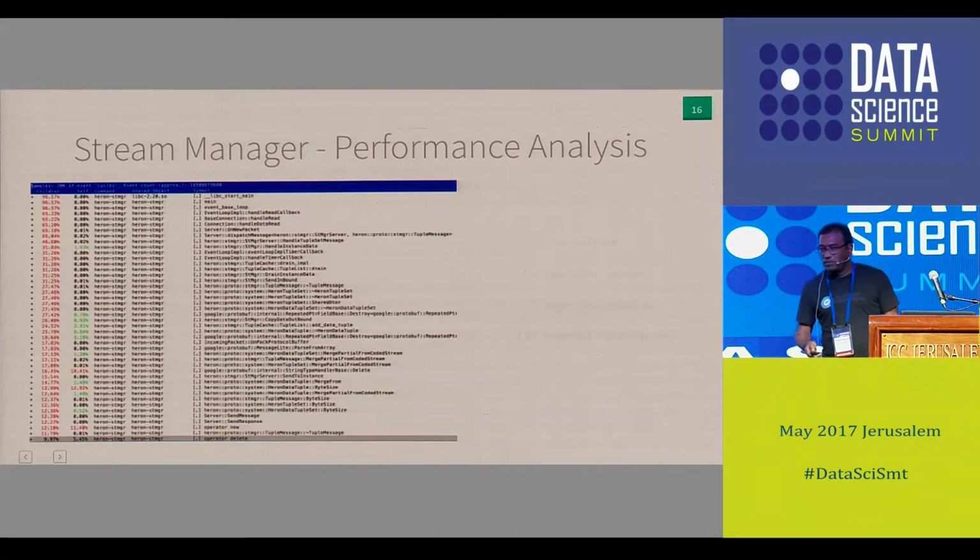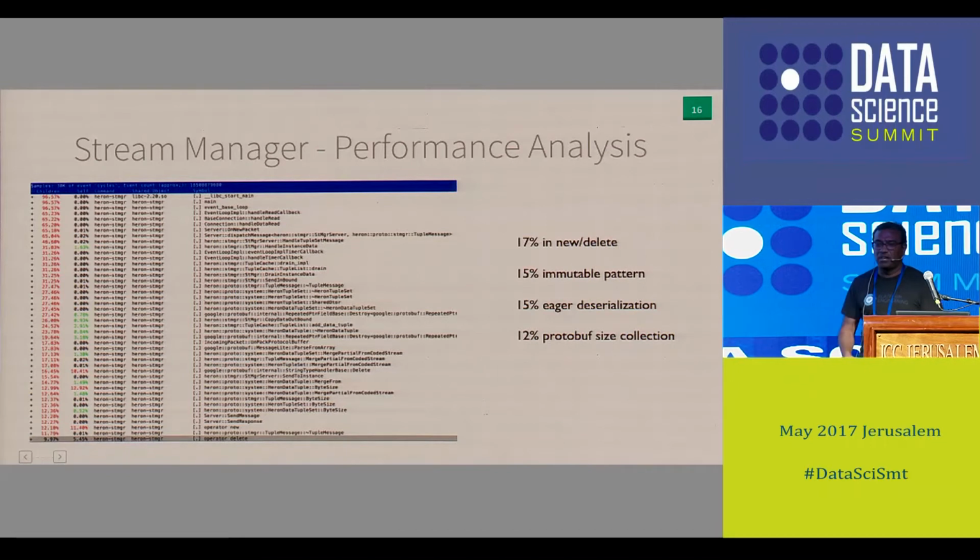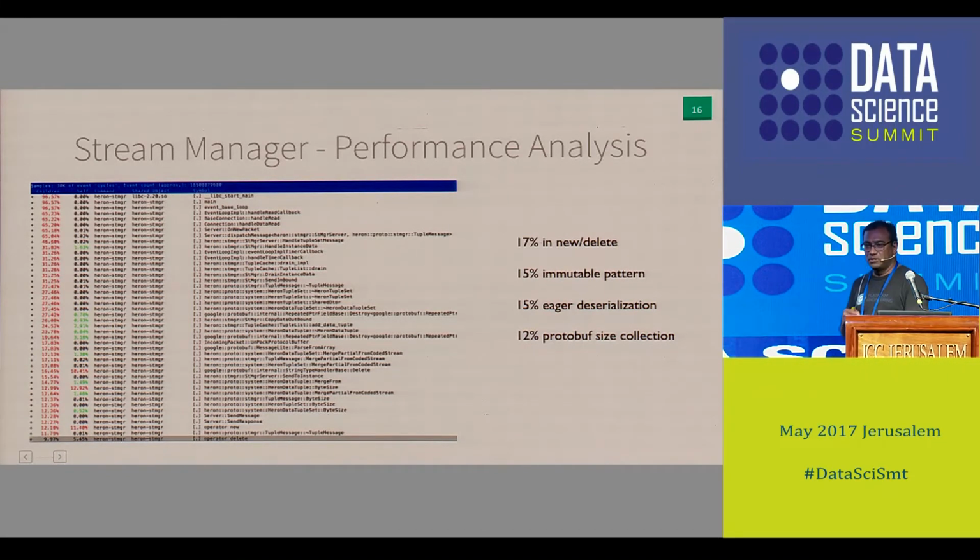When we did the performance analysis, we found that 17% of the time is going in new and delete calls. Whenever you get a message, you do a new on that message, and once you deliver the message, you delete. 17% of the performance went there. And 50% is because of the immutable pattern, where the protobuf is never changed on the fly. Then 15% of another performance bottleneck was eager deserialization, which means you deserialize before you even need to look at the data. And 12% is protobuf size related: computing the number of bytes that a message takes also takes 12% of the time.